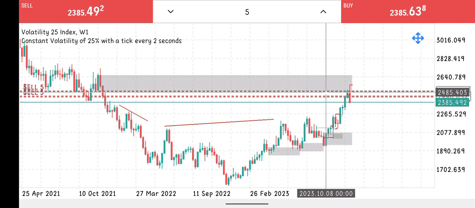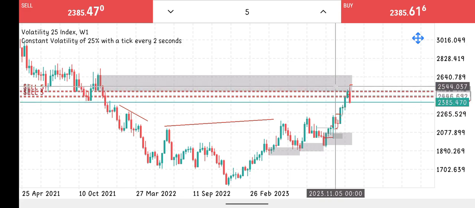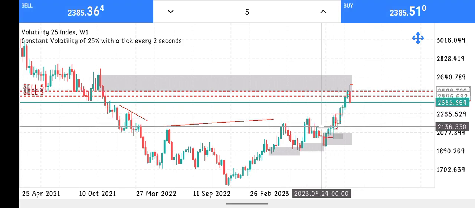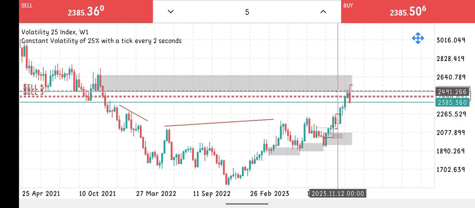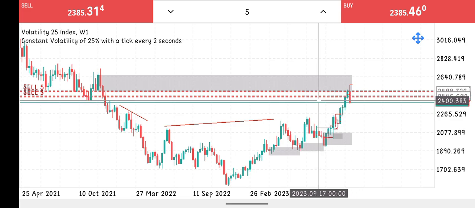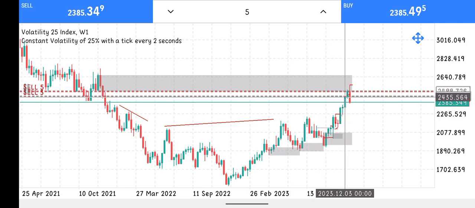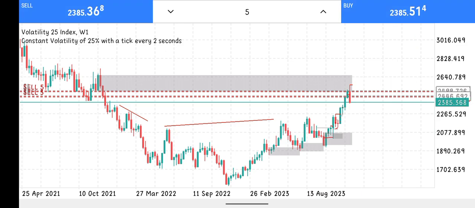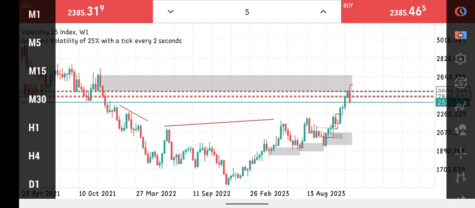Till I checked it, and then I realized that price was heading for a valid supply zone. So price came into this supply zone, which had liquidity and imbalance. And after price came into this supply zone, what next? We went down to our lower time frame for a confirmation entry.